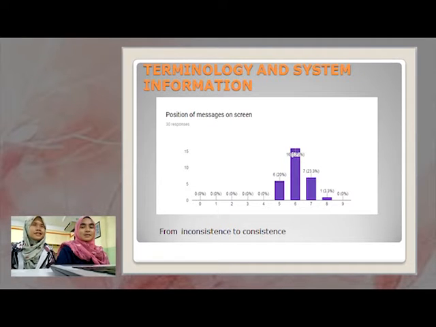Okay, next is terminology and system information. The first question is about the position of messages on the screen. The scale is 0 to 9, from inconsistent to consistent. The majority of the respondents say that the position of the message on screen is consistent, because they put the scale on 6. 6 is the majority of them.